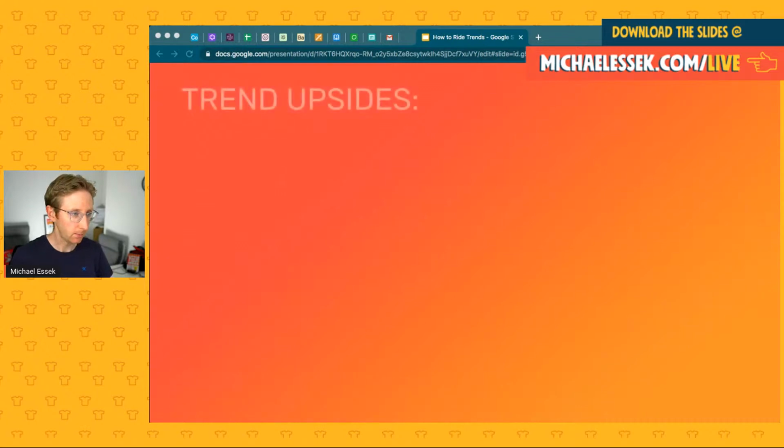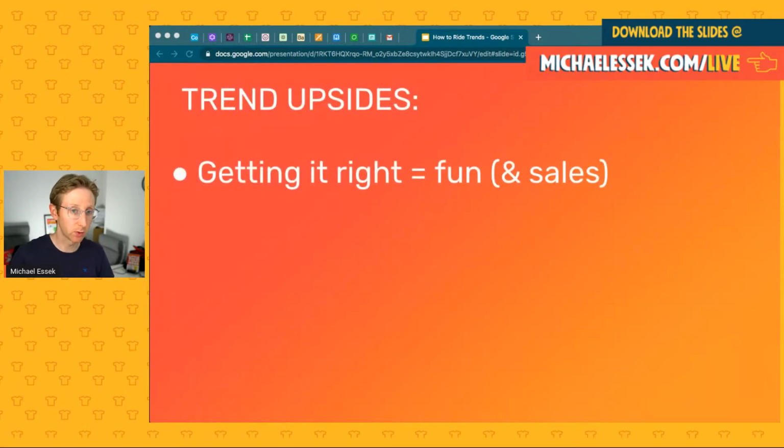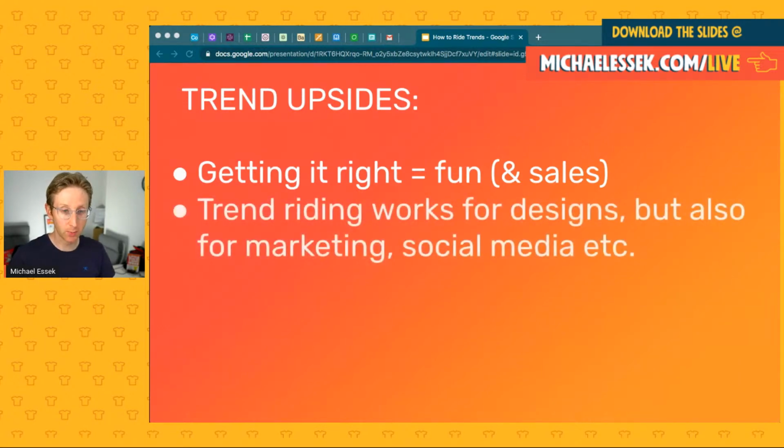But with all that said, there are some upsides to trends. If you do get it right, there can be a lot of fun and a lot of sales, especially as the trend spikes. If you're there as it spikes, if you're there before it spikes, if you're right at the top of the mountain, then you stand to benefit quite a lot when that does happen. So it can be very fun if you get ahead of a trend.